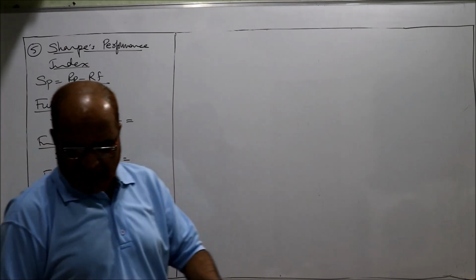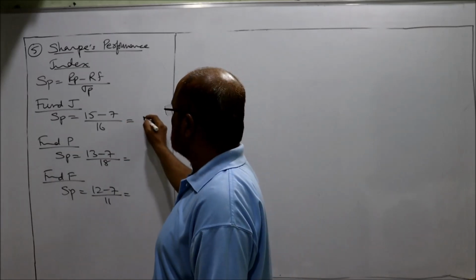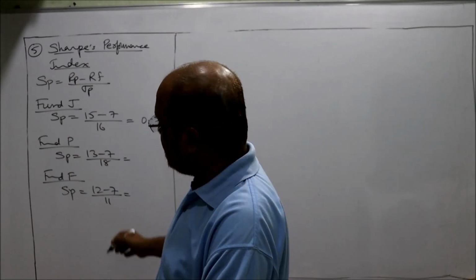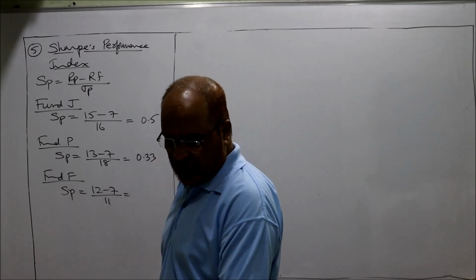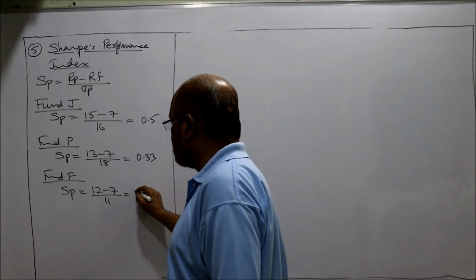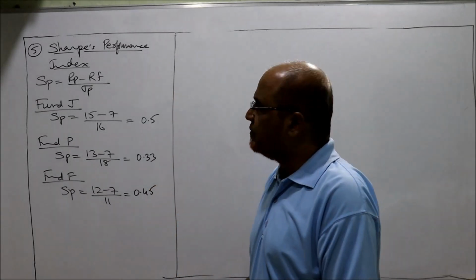Now we can make the calculations here. 15 minus 7 divided by 16 comes to 0.5. 13 minus 7 by 18, you will get 0.33. And last, 12 minus 7 divided by 11, you will get 0.45. Now we have to give the ranking.